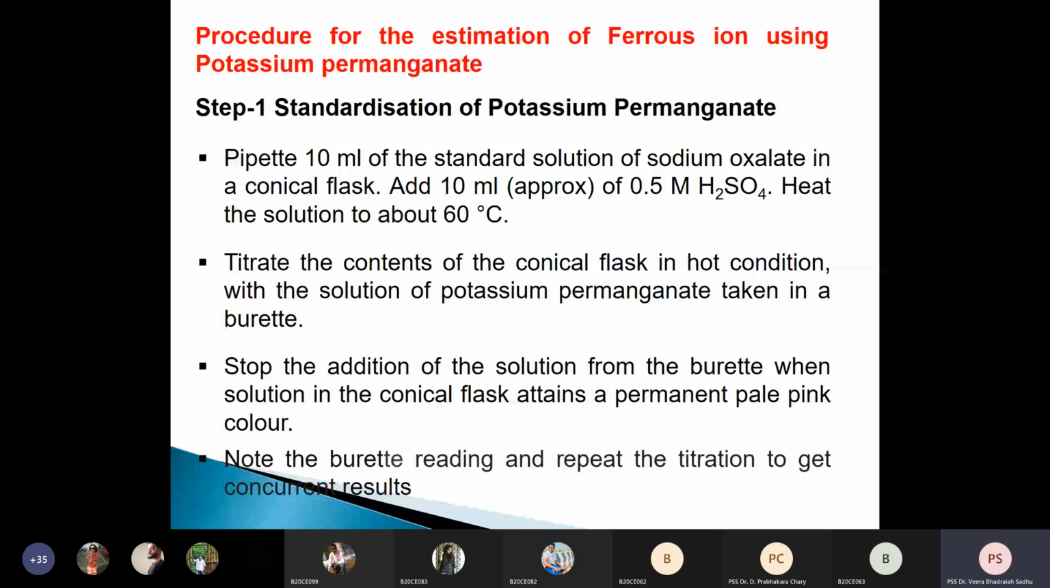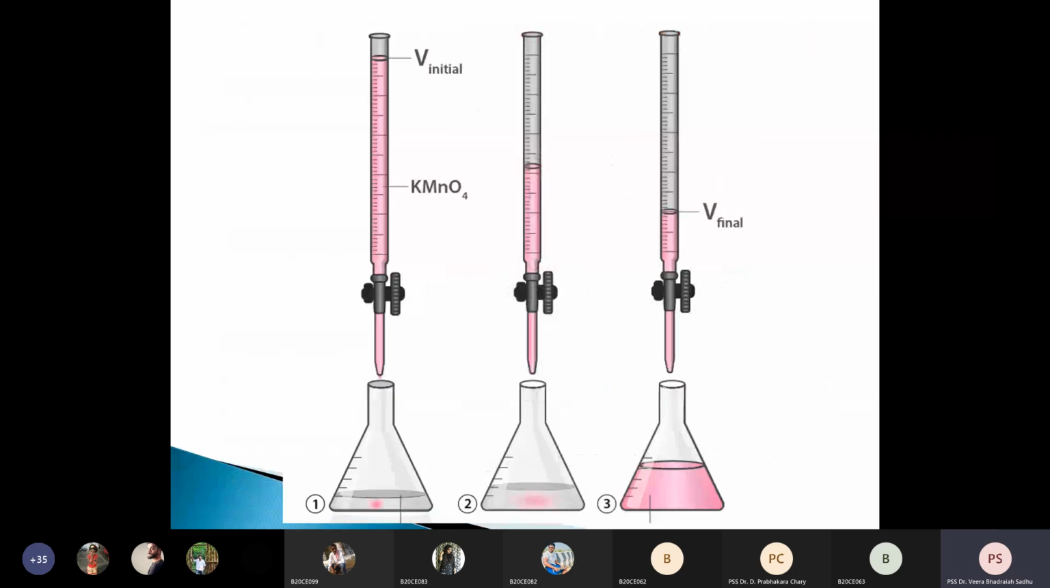And what will be the end point? When the conical flask solution attains a permanent pale pink color. Once your conical flask solution gives the permanent pale pink color, you stop the addition of KMnO4, note down the burette reading and repeat the titrations. Here you see the potassium permanganate is already colorful, so after the titration, your conical flask also becomes pale pink in color.